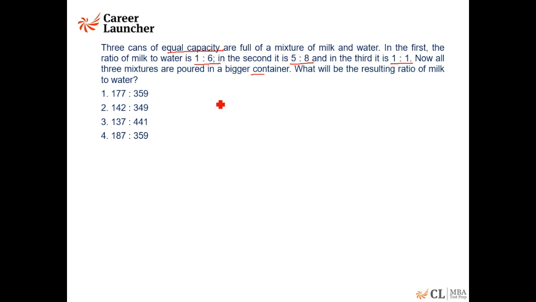When we are talking about equal capacity, let us look at the numbers. Milk to water is 1:6 in the first one, 5:8 in the second one, 1:1 in the third one. That means the total is going to be 7 here, 8 plus 5 is 13, and 1 plus 1 is 2. So what capacity do I want to take? I will take a capacity which is a multiple of 7, 13 and 2.